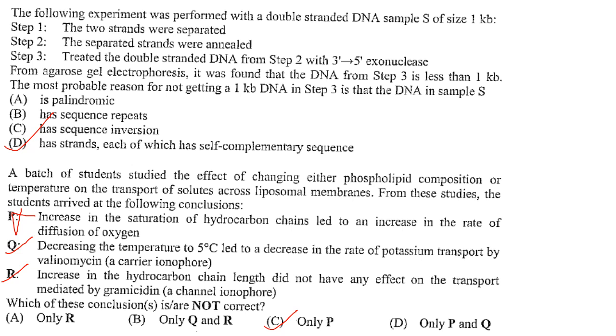The most probable reason for not getting 1 kb DNA in step 3 is that the DNA in sample S is palindromic. No harm, you will get 1 kb. Has sequence repeats, still you will get 1 kb. Has sequence inversion, then also you will get 1 kb. Has strands, each of which has self-complementary sequence. That is correct. Self-complementary refers to the sequence of DNA that may fold back on itself, creating a double strand-like structure, and this decreases the size of the sample.